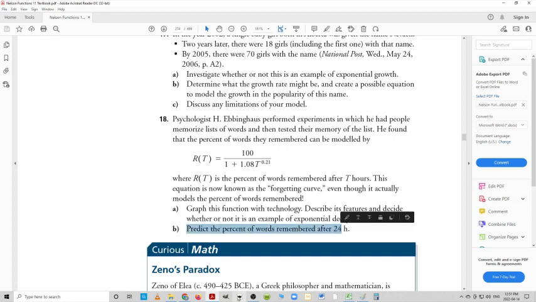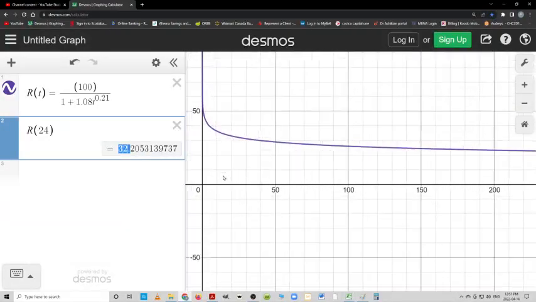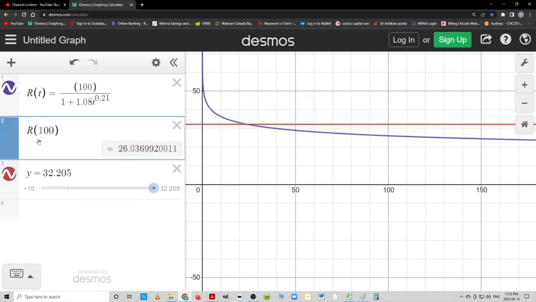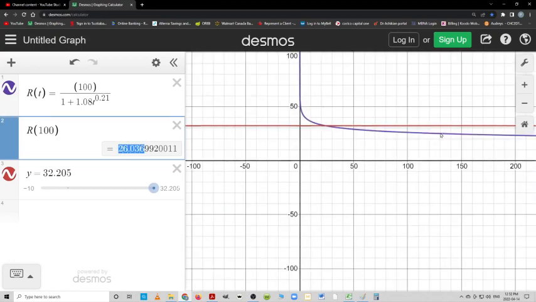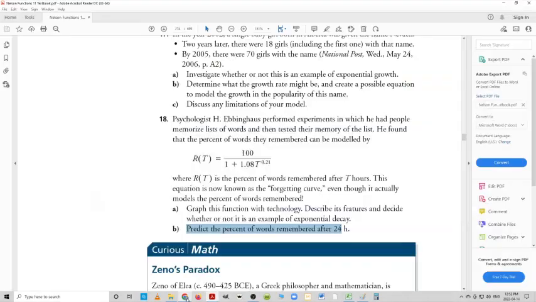Predict the percent of words remembered after 24 hours. So that would just be R of 24. And we will only remember 32% of the words at R24. And you'd be able to find it right here. Y is equal to 32. Roughly 24 hours is where we would remember 32% of the words. And you can see like 100 hours later, you're still going to remember 26% of the words. And interestingly enough, many hours later, like 800 hours, you're still going to remember 18% of the words. But this does not count as a decay. It looks like a decay, but it's not.